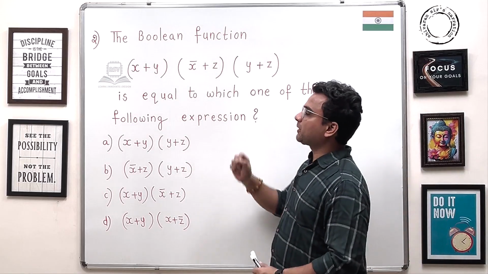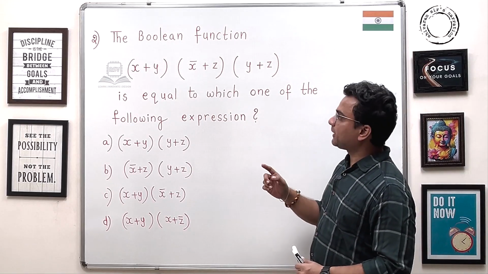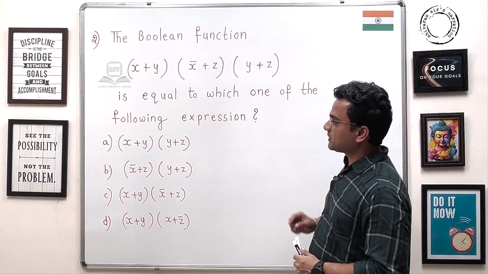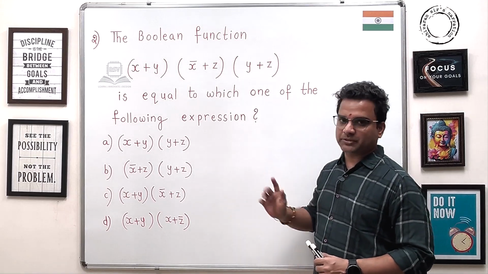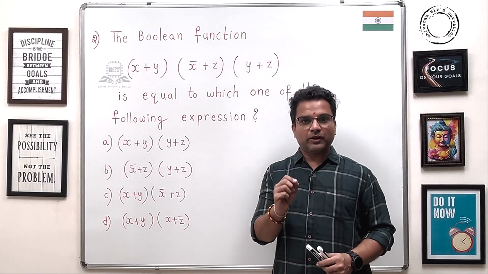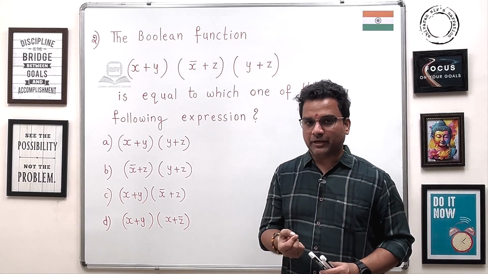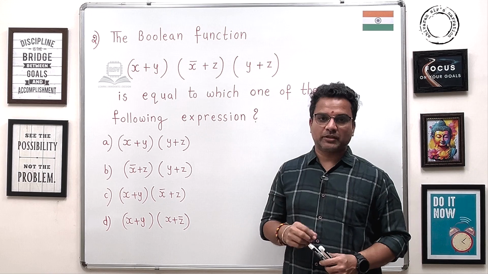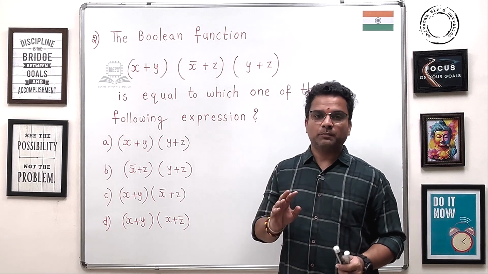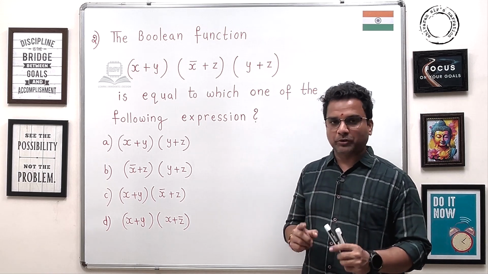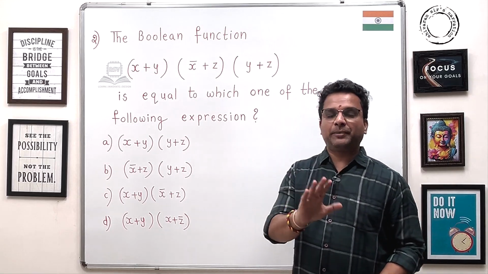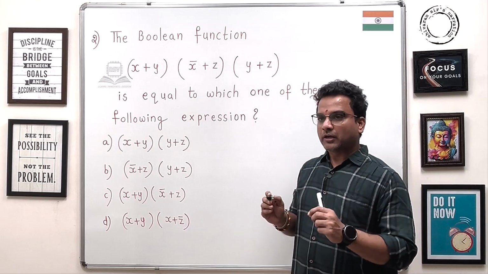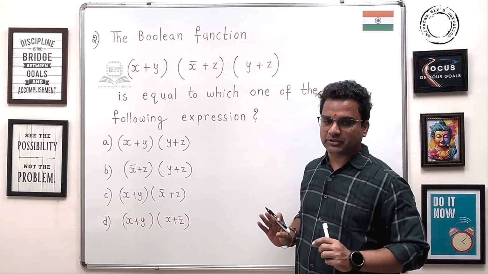Okay? Question number 2. The Boolean function (x plus y) into (x bar plus z) into (y plus z) is equal to which one of the following expressions? There are 4 expressions. We know very well a Boolean function can be represented in SOP or POS, sum of product form or product of sum form. Hope you know this equation is in product of sum form, POS form. Now we want to simplify the expression.